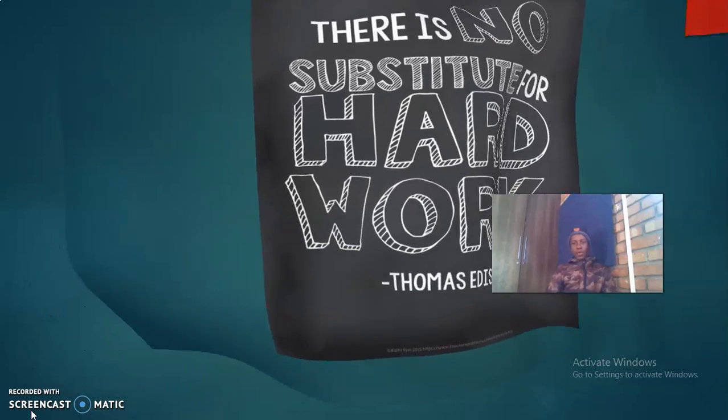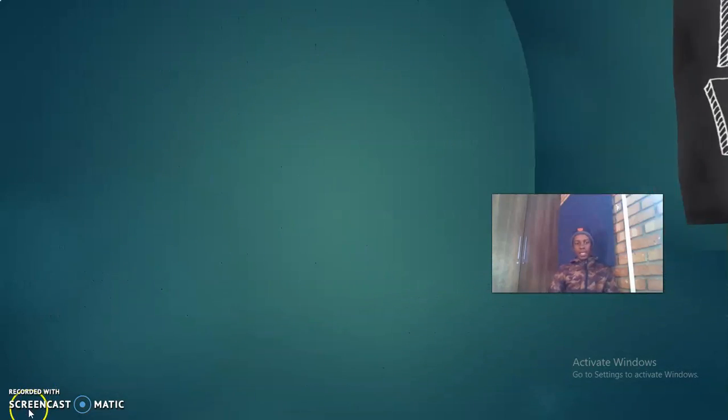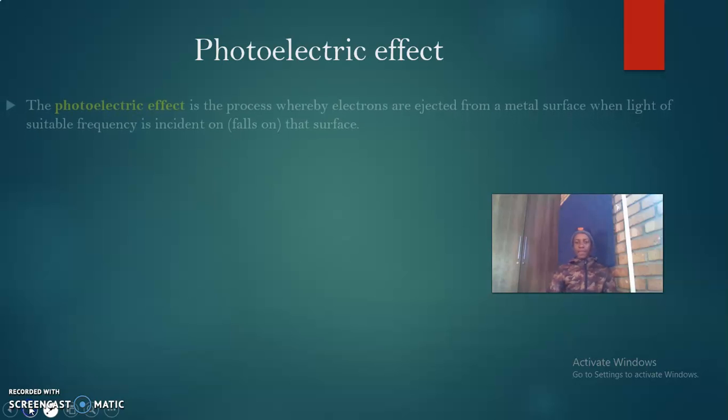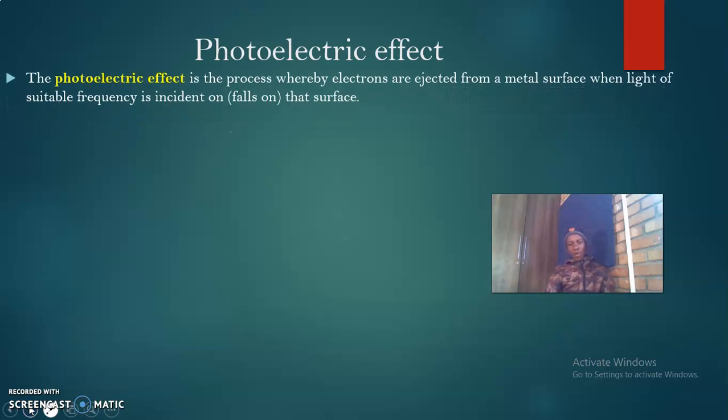Then let us start with the first part, let us define photoelectric effect and remind ourselves. Photoelectric effect is the process whereby the electrons are being removed from the surface of the metal. Is the process whereby electrons are being removed from the surface of the metal.